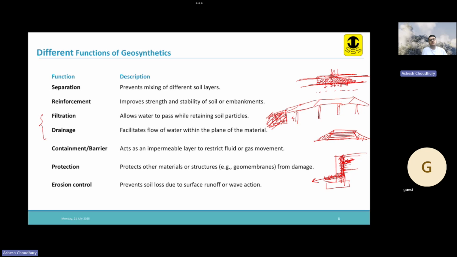Then we have protection. Protection means protecting other materials or structures from damage. Say we put some geomembrane, and to protect that geomembrane, over the geomembrane we also put some layer of, say, geotextile. That is the protection.